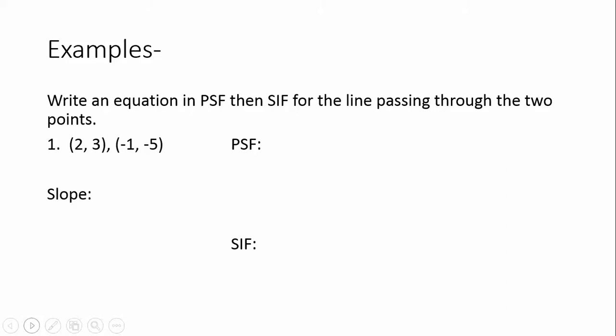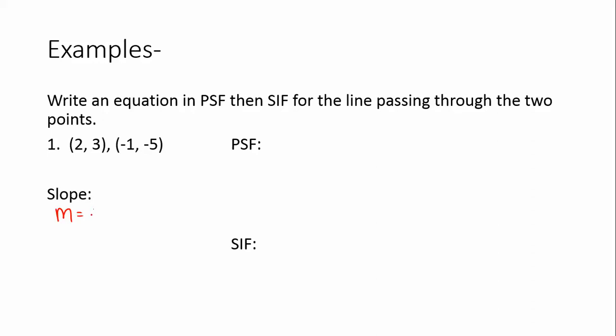So let's review. First we want to find the slope, because here we're writing the equation in point-slope form, then slope-intercept form for the line that passes through the 2 points. We don't know the slope yet. Yesterday, I believe, in most of our examples we were given the slope and we could just plug in. So here we need to find the slope.